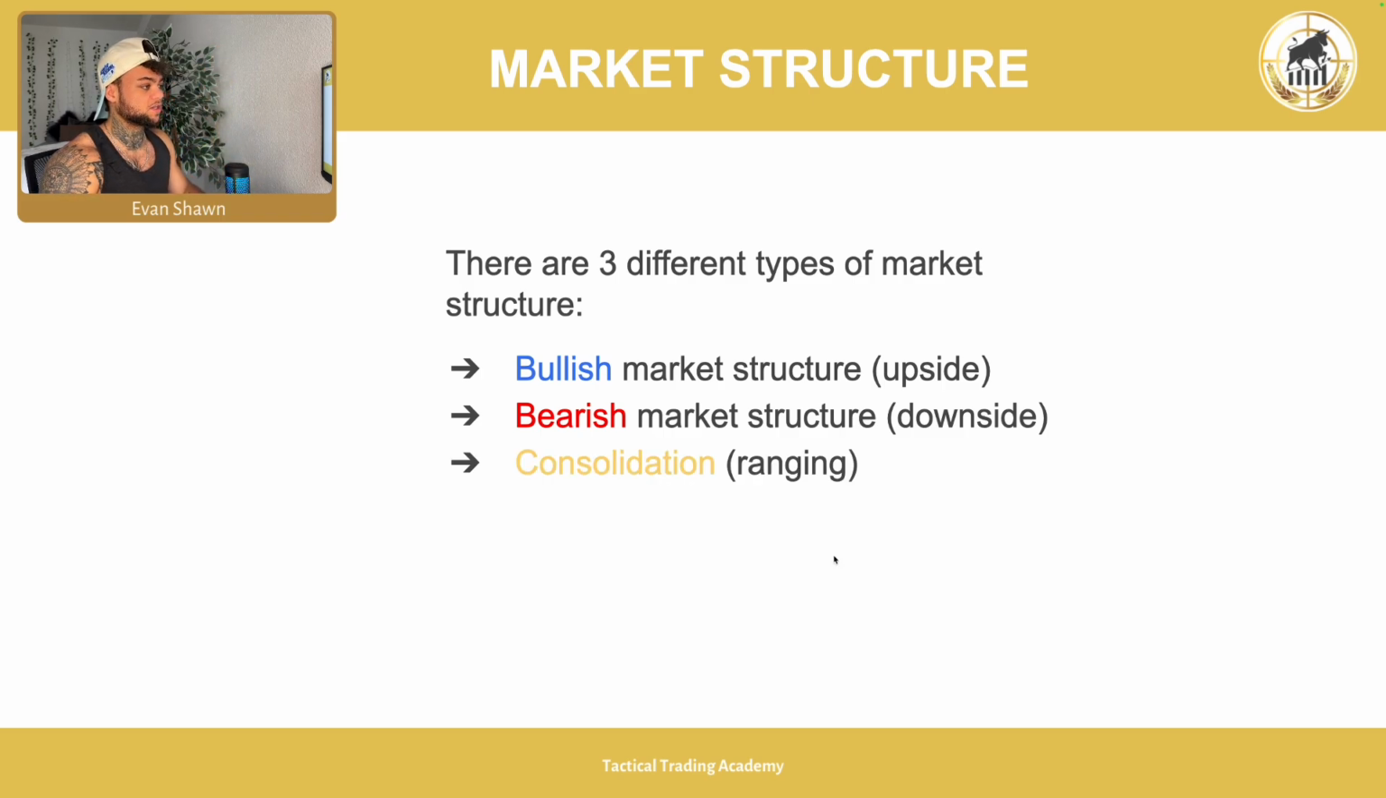And then the third market condition would be the consolidation, or also called ranging market. This means that the market is indecisive and we don't see a clear uptrend. We also don't see a clear downtrend. The price is basically just bouncing in between two zones, not giving a clear direction.